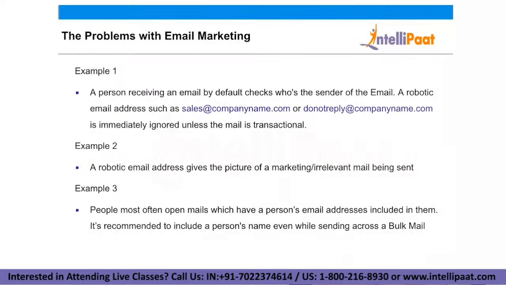The problems with email marketing. I'm sure a lot of you must have observed this, right? Majority of the times you see emails which say sales at the rate or do not reply. So you often ignore that because you know that this is not anyone individually sending it to you, right? It's either coming in through a company or something. Although in promotions you can't really avoid it, up to a certain extent you can make it look a bit more creative. So instead of using do not reply, you can use the person's name and send it so that there is more personalization over there, right?